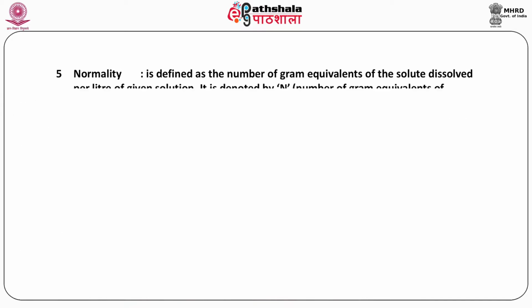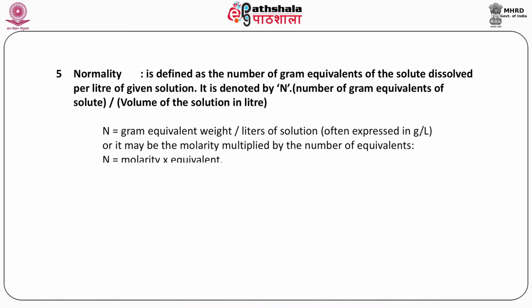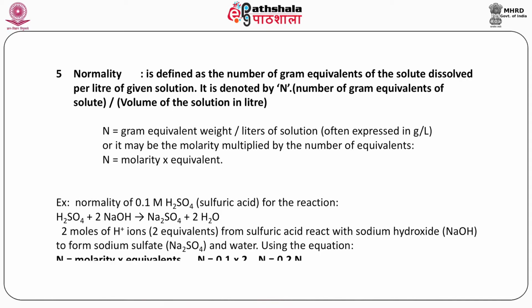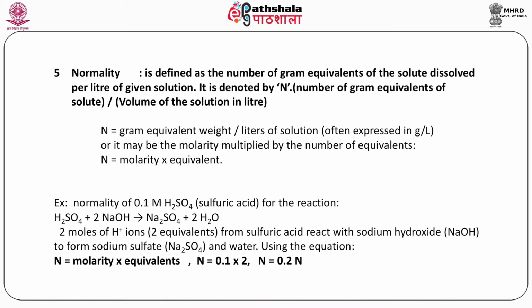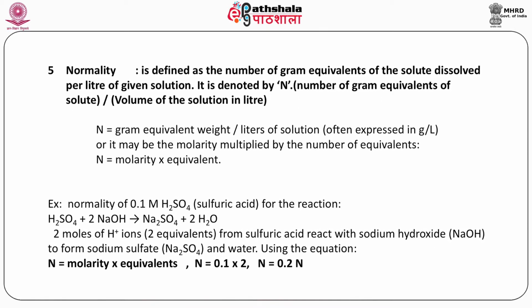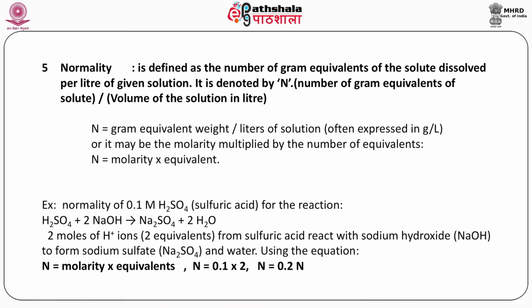Now normality may not be so common, but has its own advantages in expressing some of the acids, where the equivalent weight is taken. Normality is defined as the number of gram equivalents. Remember, it is the gram equivalent of the solute. So you denote it by capital N, the number of gram equivalents of the solute per volume of the solution in 1 liter.